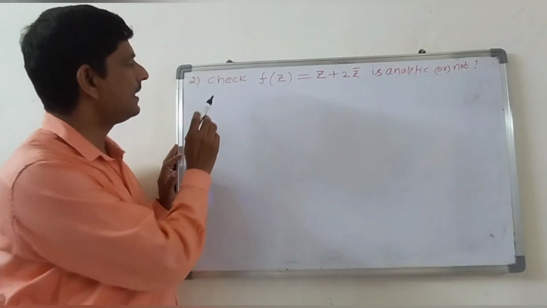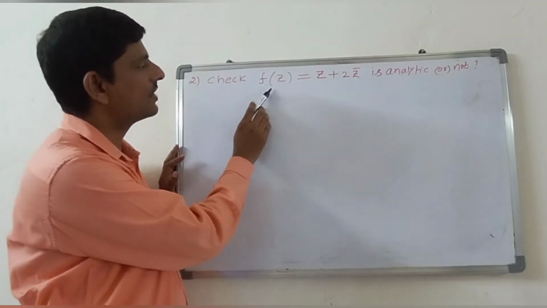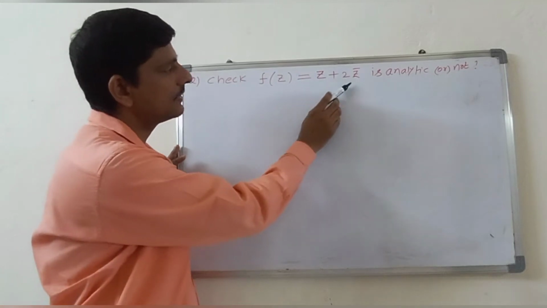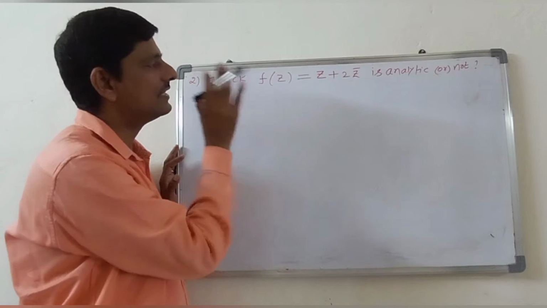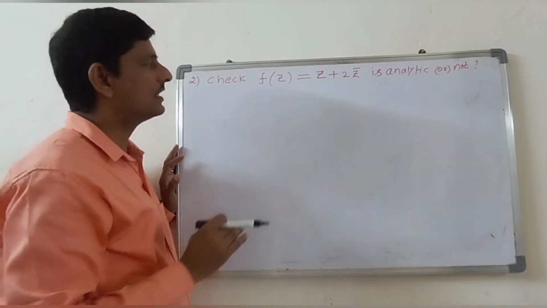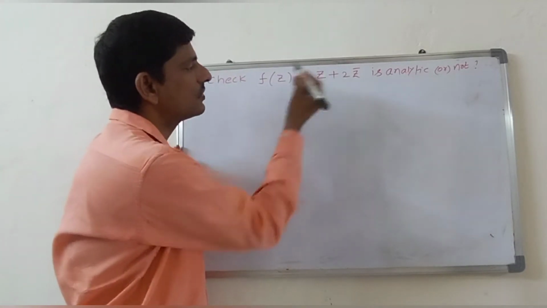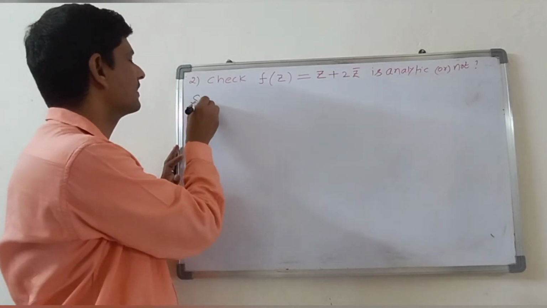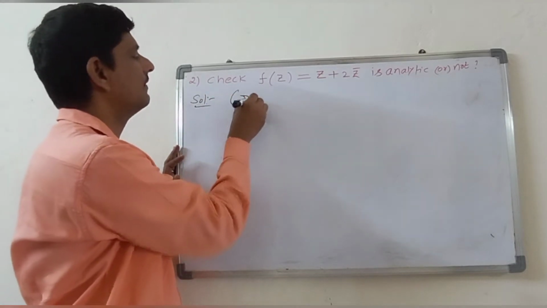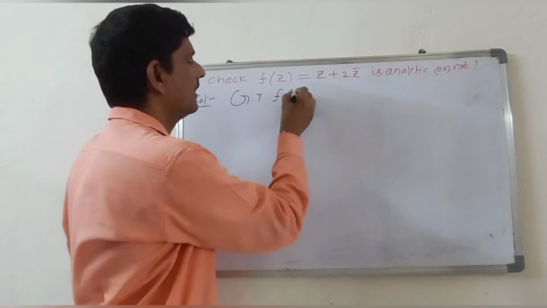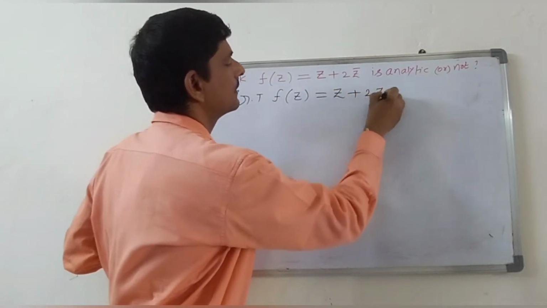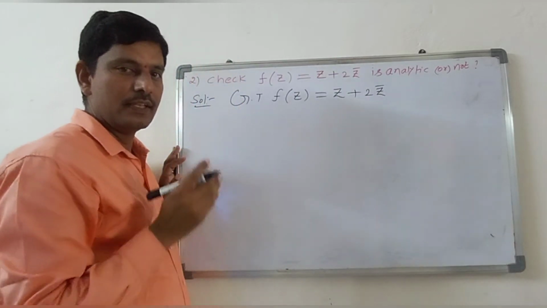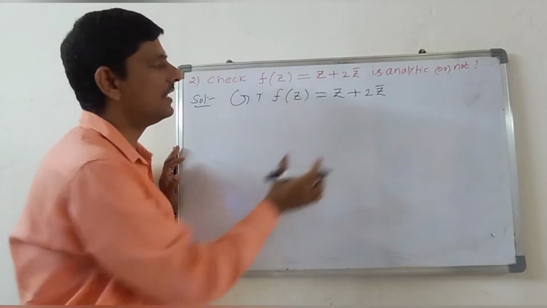See here, check whether f of z equal to z plus 2z bar is analytic or not. This is a very simple question. We will do it now. Given that f of z is equal to z plus 2z bar. So here the function is given in terms of z.